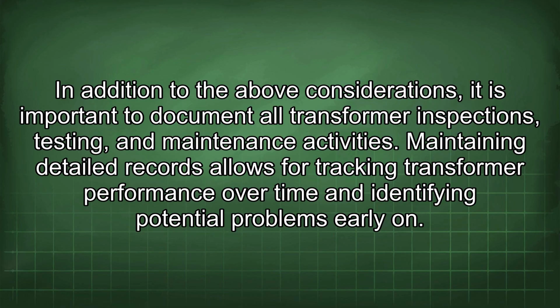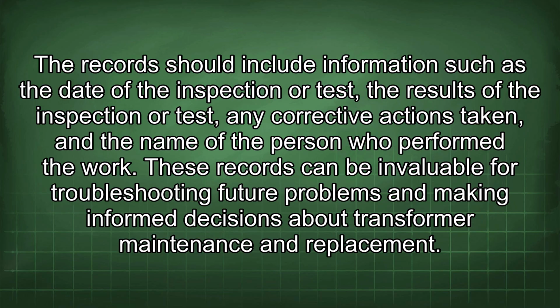In addition to the above considerations, it is important to document all transformer inspections, testing, and maintenance activities. Maintaining detailed records allows for tracking transformer performance over time and identifying potential problems early on. The records should include information such as the date of the inspection or test, the results of the inspection or test, any corrective actions taken, and the name of the person who performed the work. These records can be invaluable for troubleshooting future problems and making informed decisions about transformer maintenance and replacement.